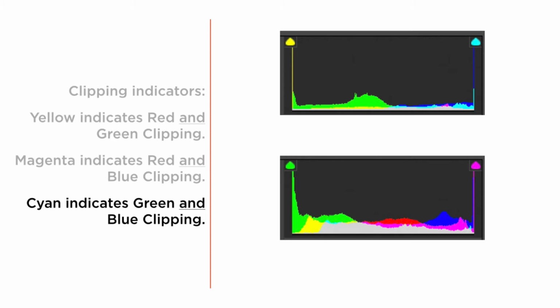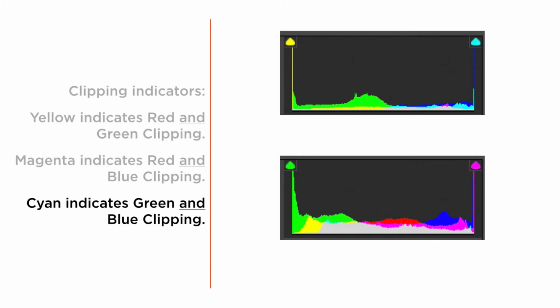Here's an easy way to understand what's clipping, although it's really not important that you know which channels. You need to fix the issue if you don't want those to clip. So in the case of cyan, the way I think of it is the opposite of cyan is red. So that means red is not clipping. Otherwise, green and blue are clipping.